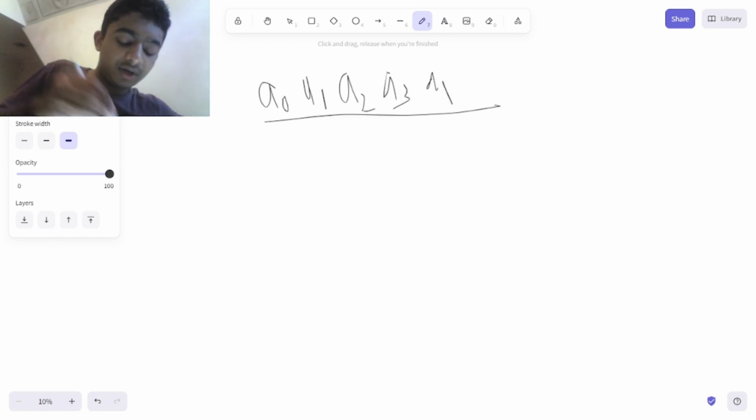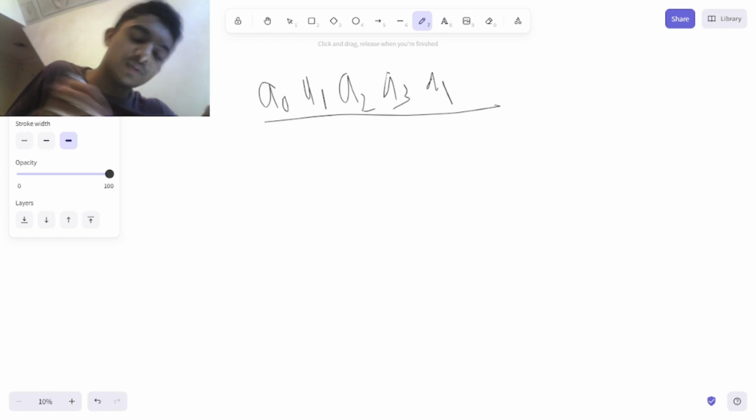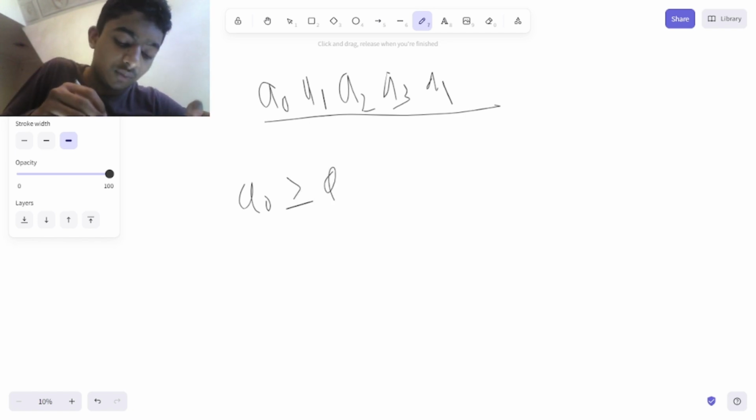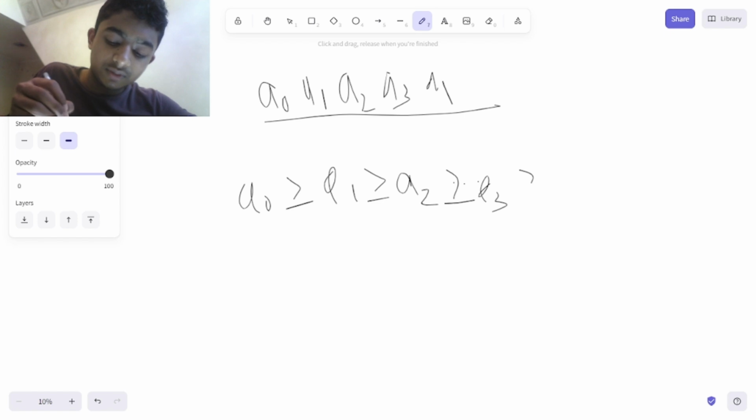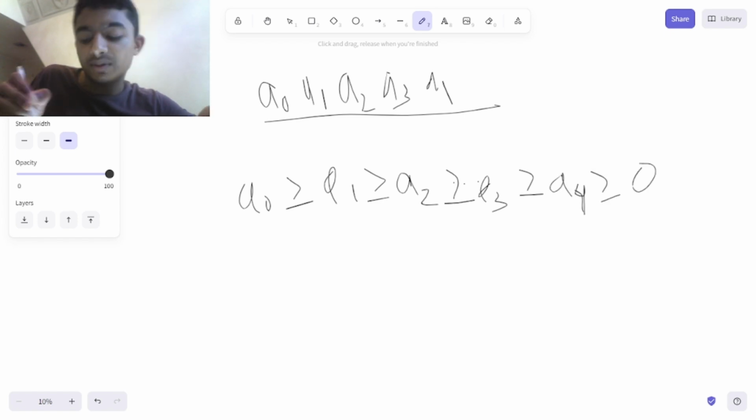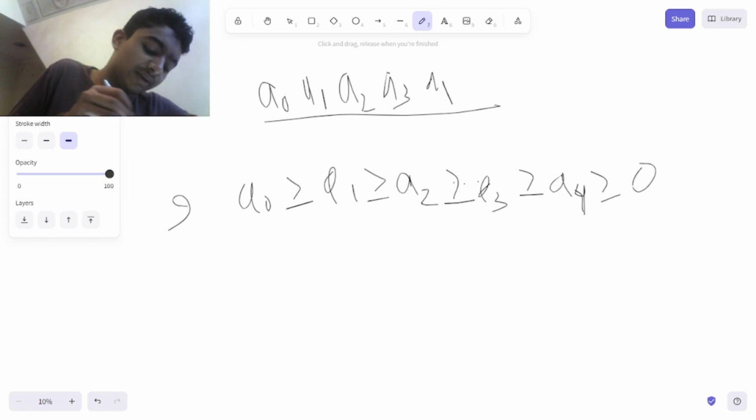And this is going to be our number, right? A naught is the 10,000th place, while A4 is the first ones place. We have that A naught is not strictly greater than, but just greater than or equal to A1, which is greater than or equal to A2, which is greater than or equal to A3, which is greater than or equal to A4, which is greater than or equal to 0. And also 9 is technically greater than or equal to A naught.